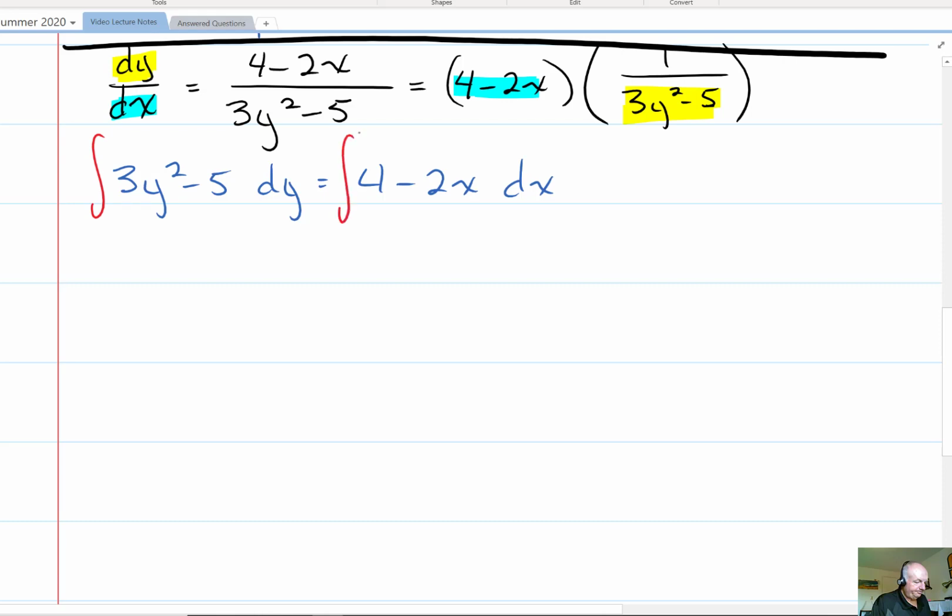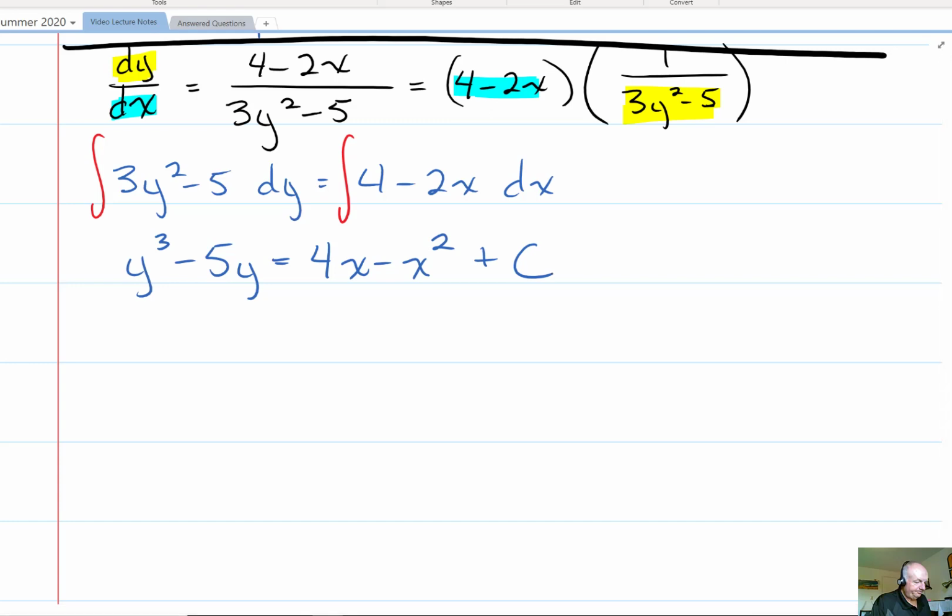We're going to integrate the left side with respect to y and the right side with respect to x. When we do that, we end up getting, let's see, the integral of 3y squared is of course y cubed, minus 5y. I don't put the plus c here because I'm just going to move it over and join it with the c from the right hand side, and then this becomes 4x minus x squared, and then I put my plus c. I do have to have a plus c somewhere, but I don't need two of them, so I'll just join them together, and there it is.